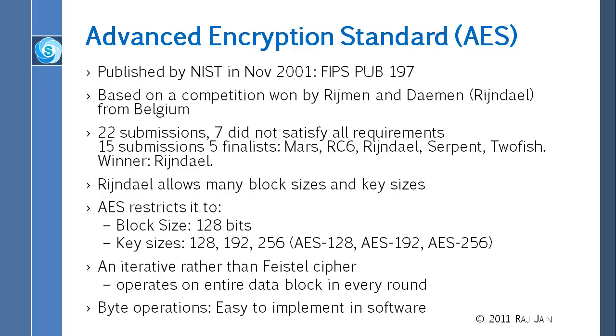Now this algorithm is much more general than AES. It allows many block sizes and many key sizes, but AES restricts it to one block size, 128 bits. This is 16 bytes. It does allow multiple key sizes. So you have AES 128, AES 192, AES 256, and I think the list goes on. Whenever somebody says AES, the number is the key size. The block size in all these cases is 16 bytes. So the block size does not change.